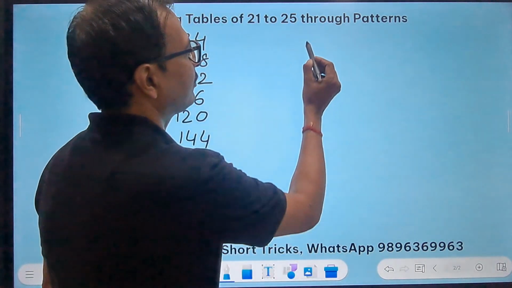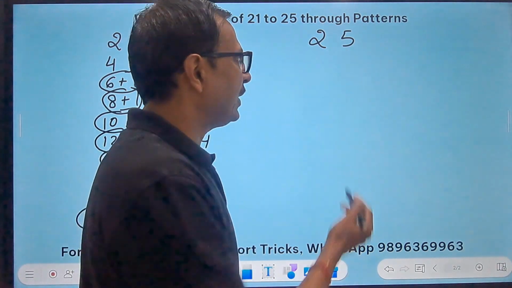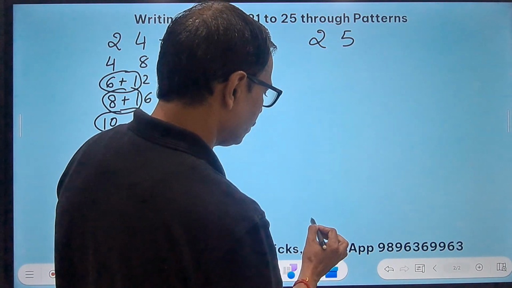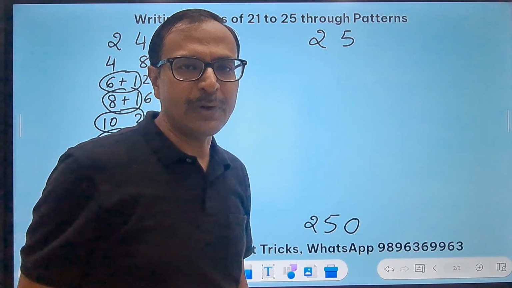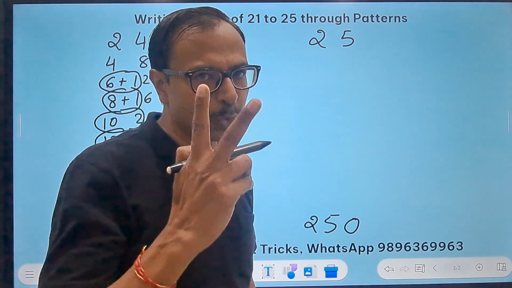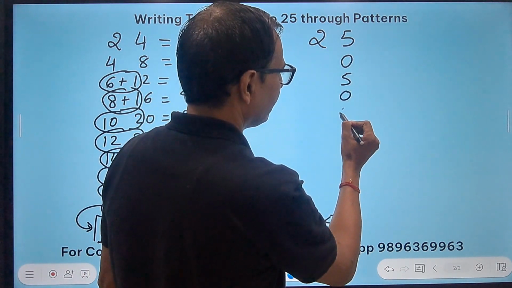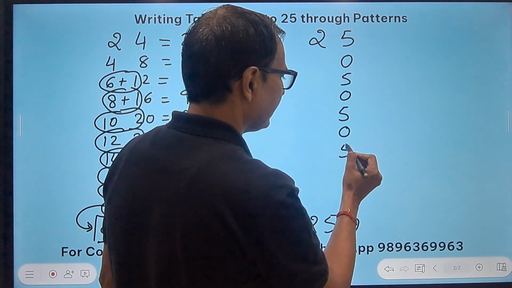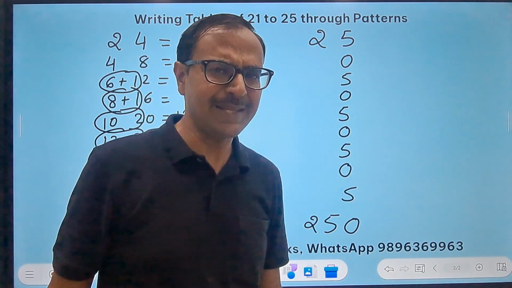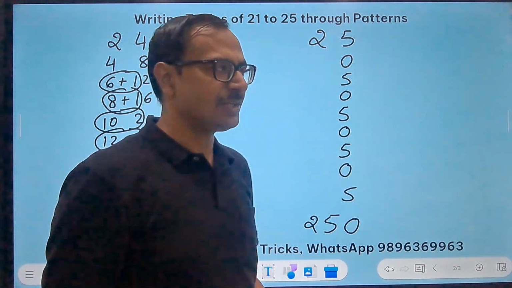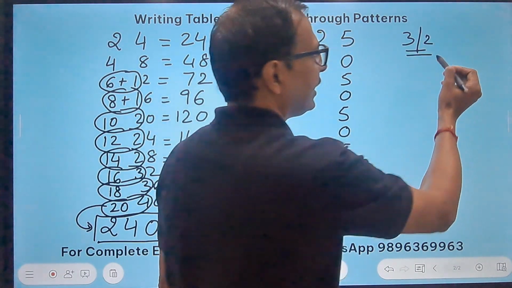Finally, we have the table of 25. Now, this is yet another amazing pattern, 25. So, I have to go up to 250. The unit digit of the 25 times table follows only 2 digits: 5, 0, 5, 0, 5, 0, 5, 0 and 5, 0. Right? That's easy, right? For the first digit, we have to take a gap of 3 and 2 alternately.